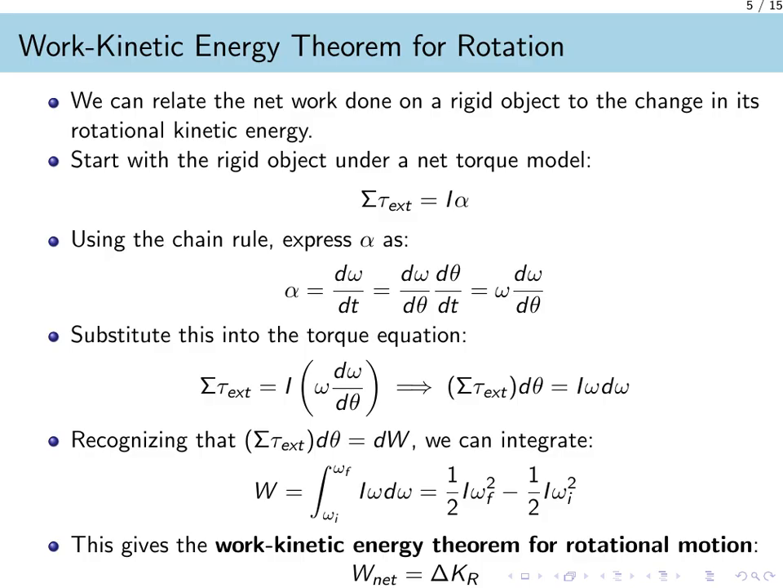After substituting this into our torque equation and rearranging, we get an expression for the infinitesimal work done, dW. Integrating this expression from an initial angular velocity, ωi, to a final angular velocity, ωf, gives us the final result. The net work done by the external torques equals the final rotational kinetic energy minus the initial rotational kinetic energy. This means the net work done on a rotating object is precisely equal to the change in its rotational kinetic energy.